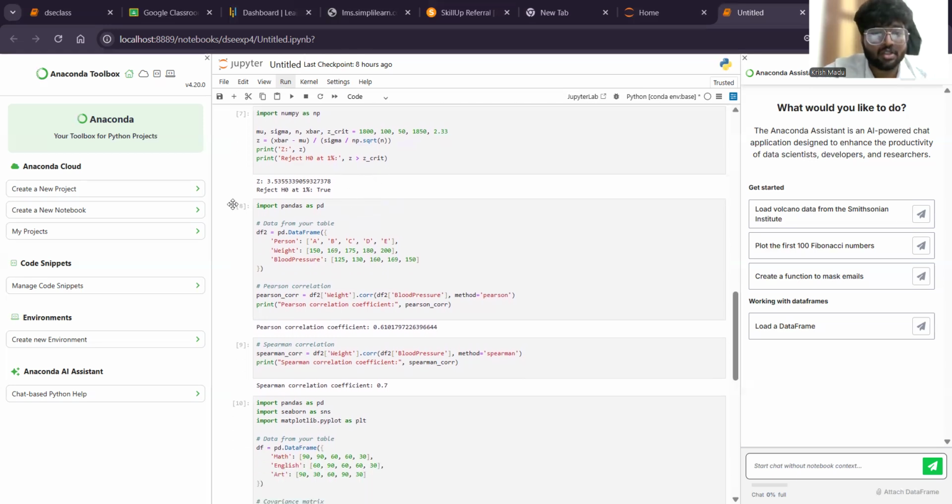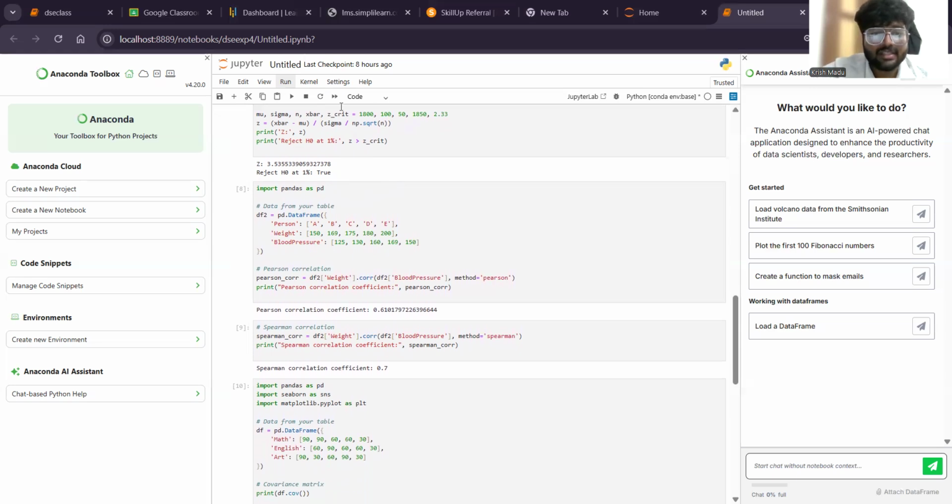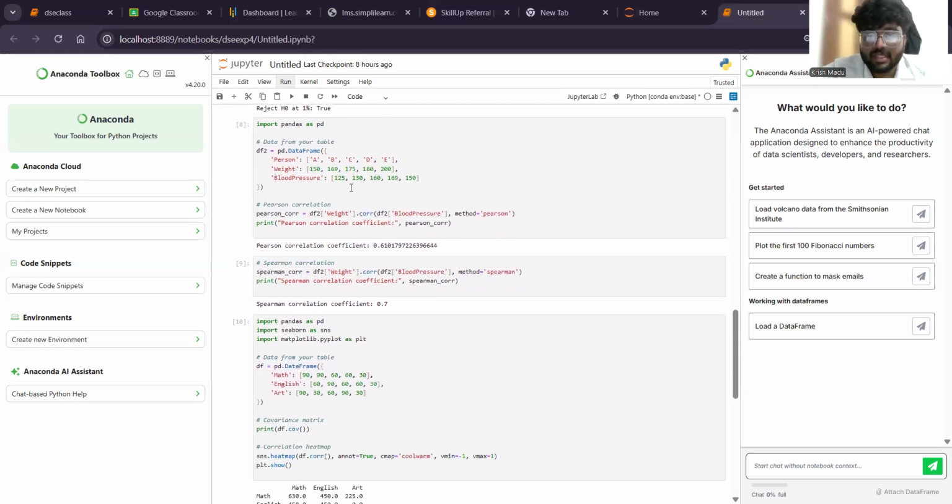And here we got the solution for this. Actually, this is the 10th question in our experiment. I will explain the 10th question again. The 7th question is we have to calculate the correlation coefficient using Pearson.